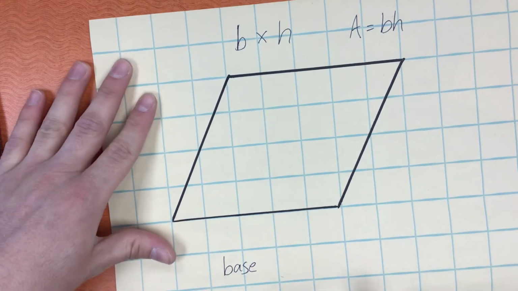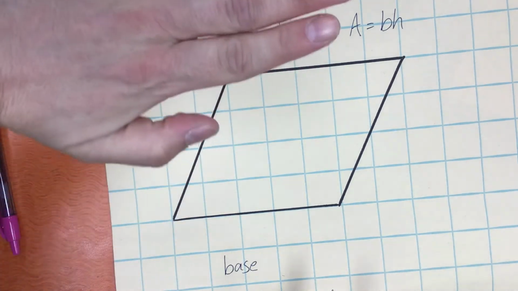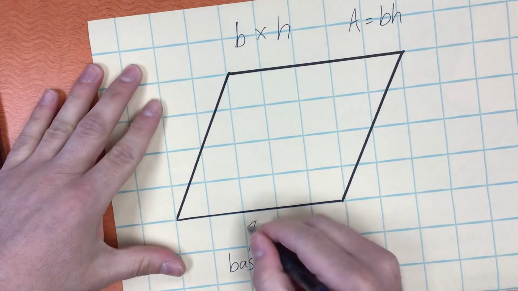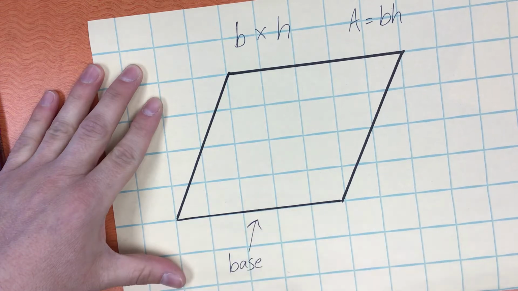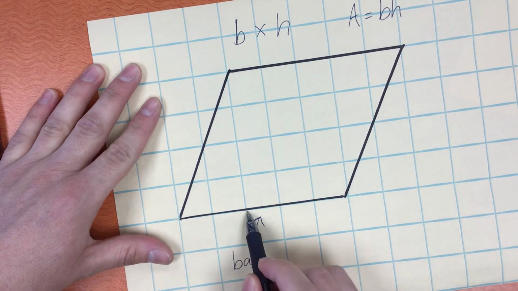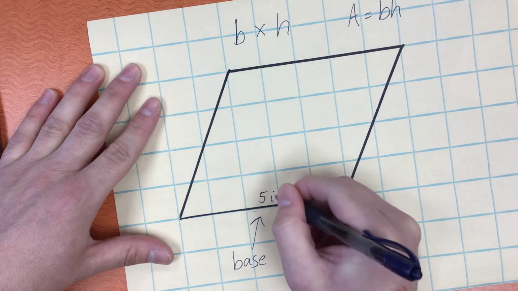So when I say the word base, that means the bottom of your shape, okay? If it were sitting flat, if you had something and it was sitting flat on a table, that's its base, right? So this right here is its base. And we know that, well, from this very edge, it's 1, 2, 3, 4, 5 units.